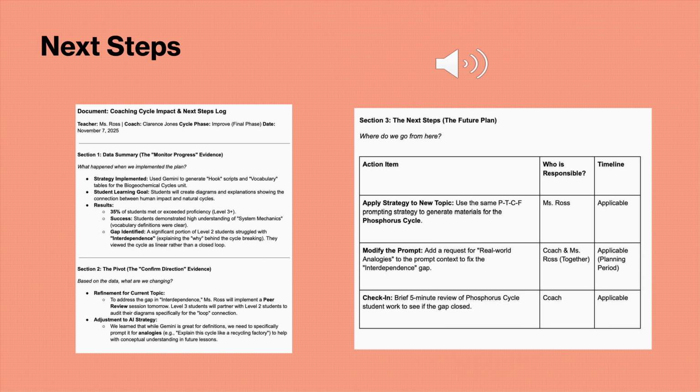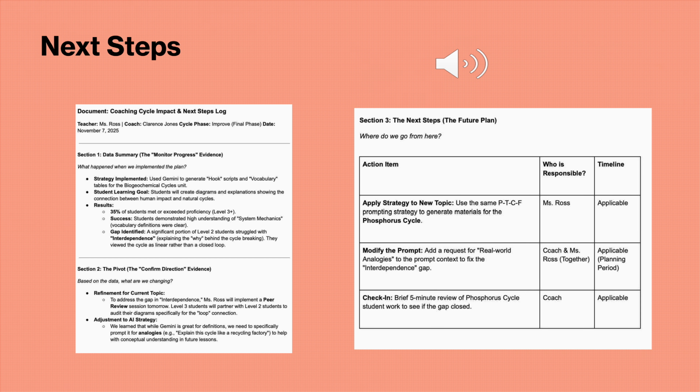In terms of level 3 students, we'll partner them with level 2 students to audit their diagrams, specifically for the loop connection. And then we'll also make an adjustment to the AI strategy. We learned that while Gemini is great for definitions, we need to specifically prompt it for analogies to help with conceptual understanding for future lessons.